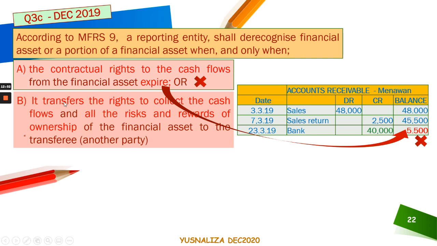The second one is if you transfer the right to collect the cash flow, or the risk and reward, to another party. Here you don't do so. You can transfer to a bank. You can also transfer to a collector if you do not wish to collect it yourself, but you have to transfer all the right to collect and also the risk and rewards to the transferee. But here it's not relevant.